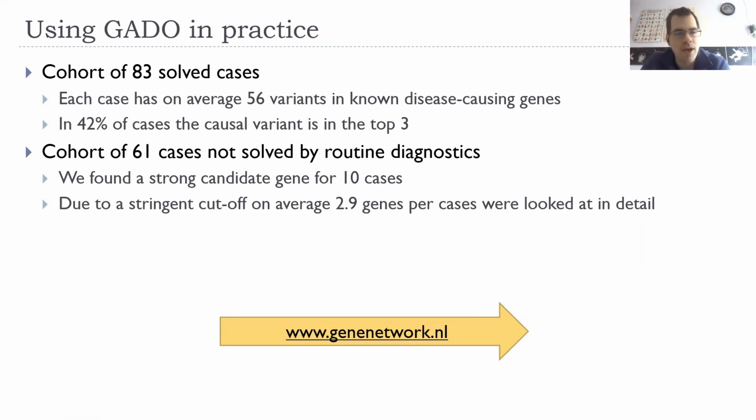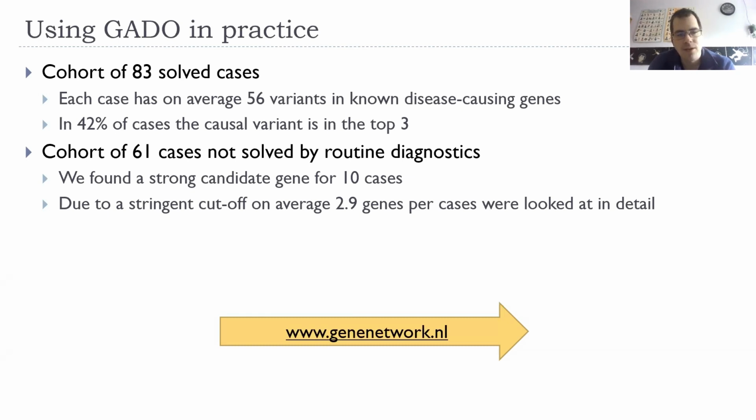And on average, when we made a selection for protein coding, for actually known disease causing genes, here we had a selection of on average 56 variants in known disease causing genes. And so that would be a more clinically relevant setting. And in 42% of these cases, we would actually put the causal variant in the top 3. So then, for a majority of the cases, you would only have to look at the top 3 variants already coming to your diagnosis.